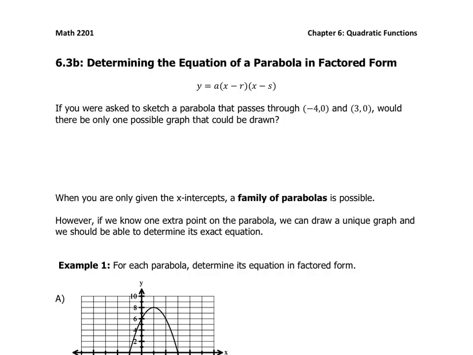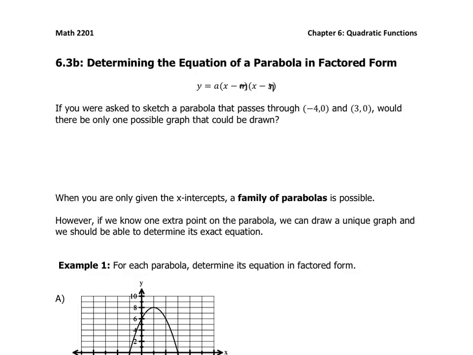Okay, section 6.3b is on determining the equation of a parabola in factored form. From the last section we decided we were going to change those that are an s to m and n, just in case the s is mistaken as a 5.